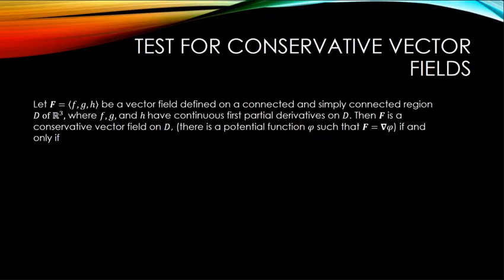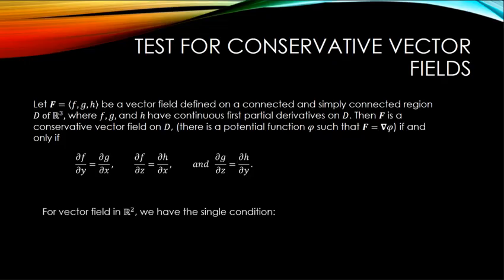Then my vector field F is a conservative vector field on D, which means that there will be a potential function phi such that F is equal to del phi if and only if the partial of F with respect to y is equal to the partial of G with respect to x, the partial of F with respect to z is equal to the partial of H with respect to x, and the partial of G with respect to z is equal to the partial of H with respect to y.